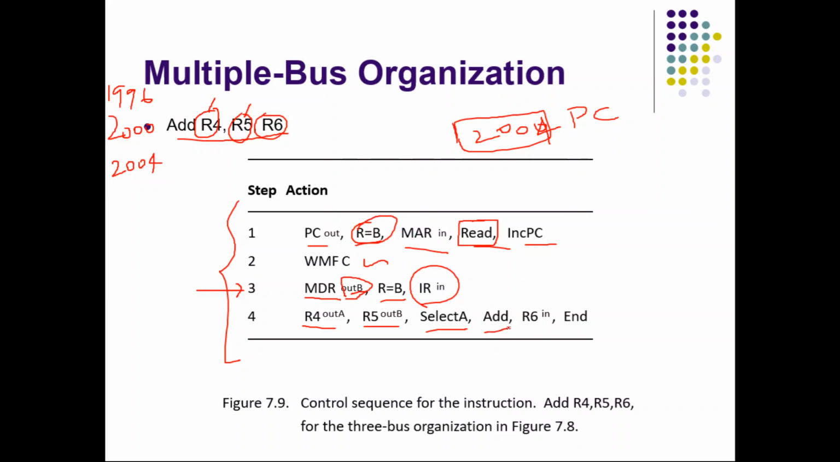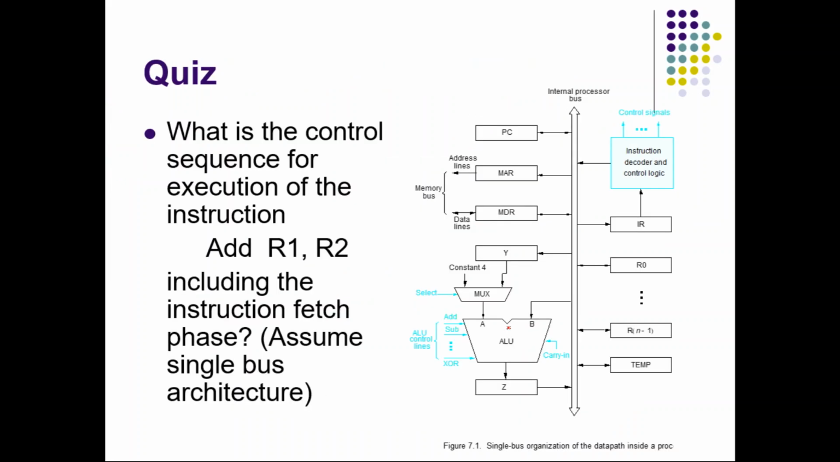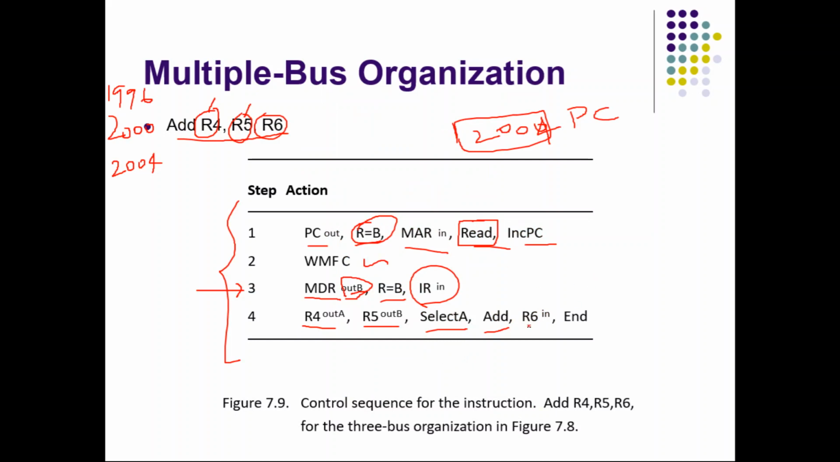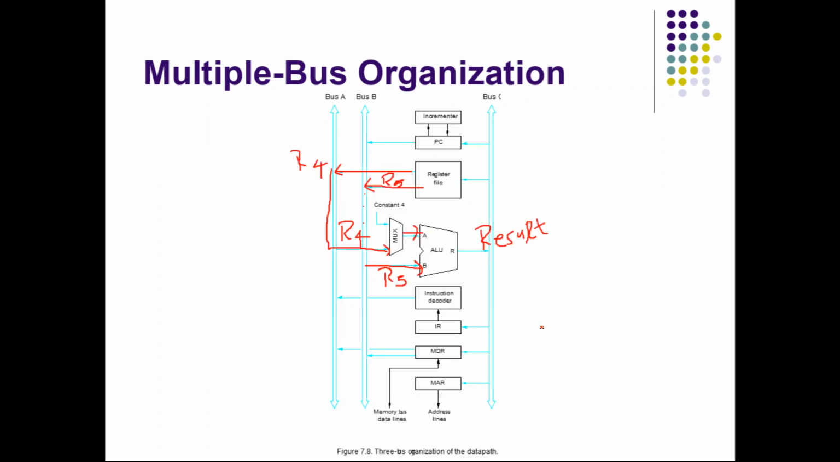Then you perform add. When you perform add, what will happen? The result will go to the internal bus. Which bus will it go to? It will go into bus C. But finally we want the result in which register? In R6. So again we give R6 in. So this result finally will be stored in the register R6. That's it. Then end.